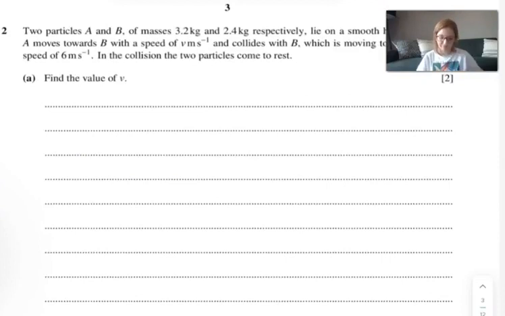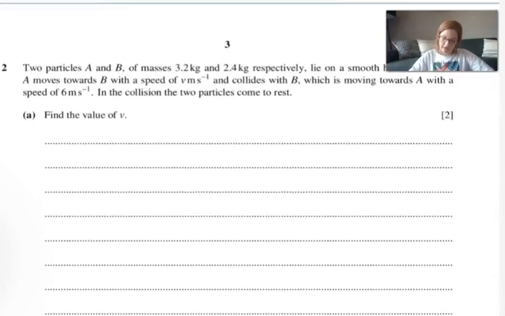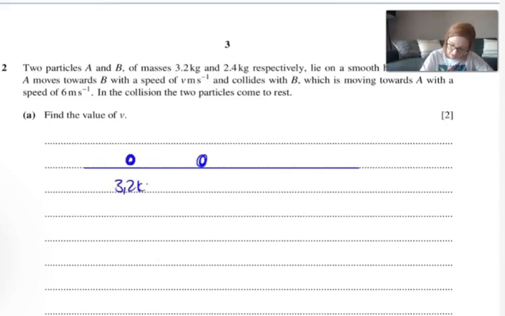Okay, question number 2. Two particles, A and B, of mass 3.2 kg and 2.4 kg respectively, lie on a smooth horizontal table. Okay, so I'm already seeing what I think is momentum. So it's important that it's smooth, it's horizontal. We've got A and B, so that's 3.2 kgs, 2.4 kgs.